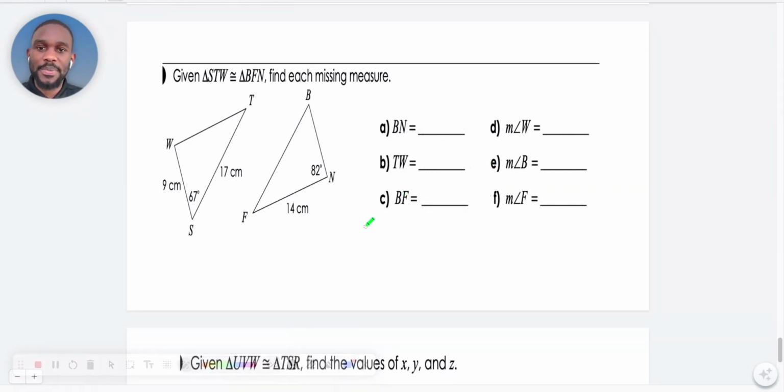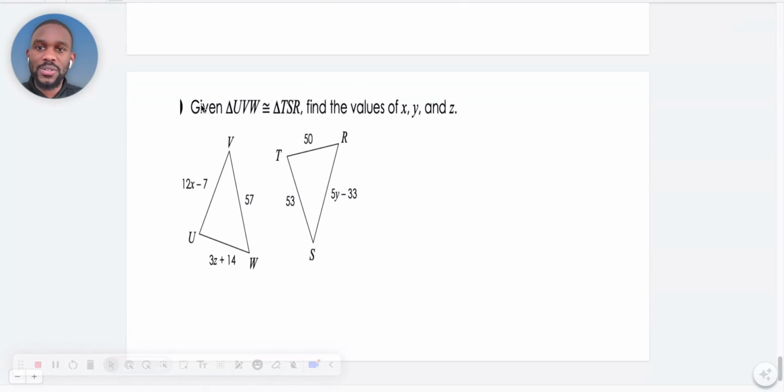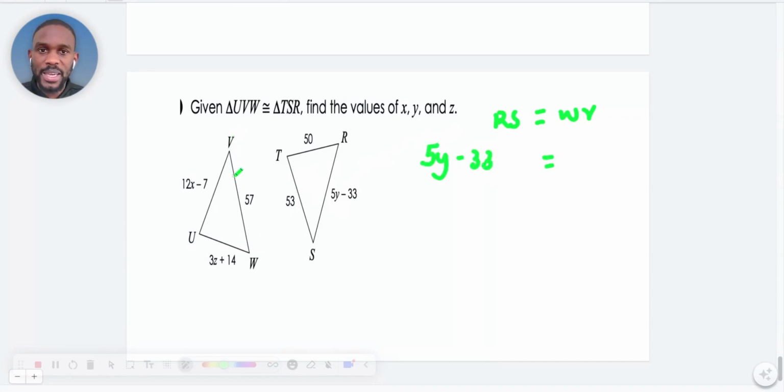Let's look at another example. Again, they're giving us these two triangles, and they give us a congruency statement. Learn how to interpret a congruency statement. They want us to find the value of X, Y, and Z. We are using corresponding sides. For me to get RS, I got the third and second, meaning it's equal to WV. We know RS is 5Y minus 33, which is equal to WV, 57.